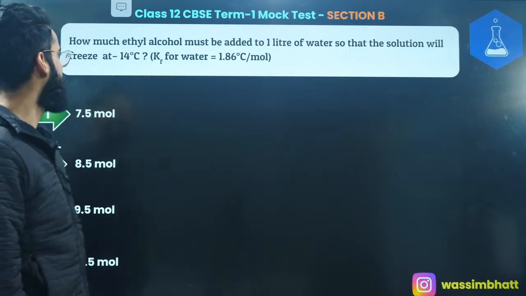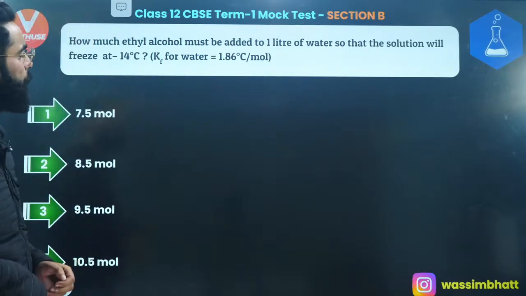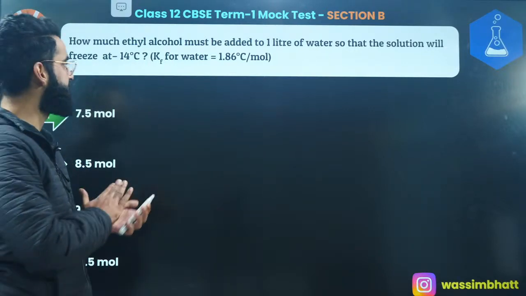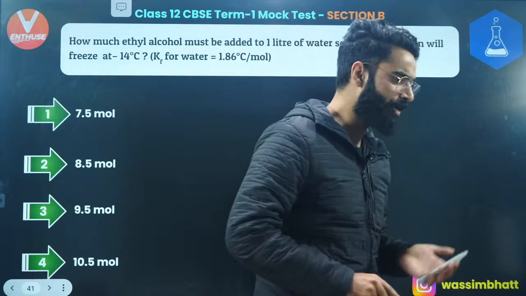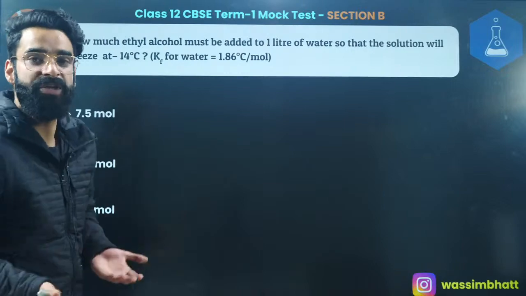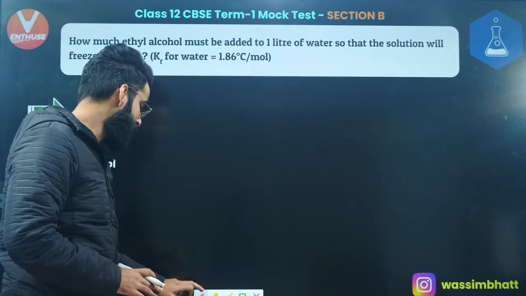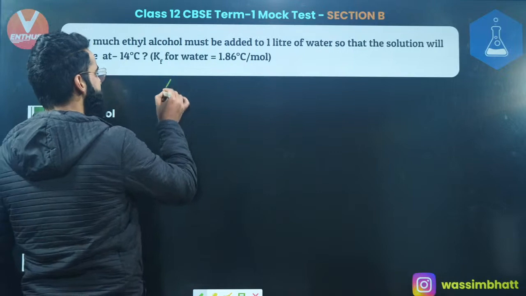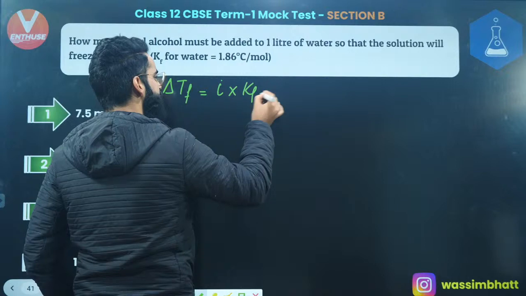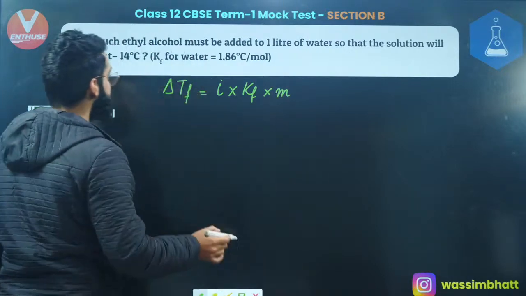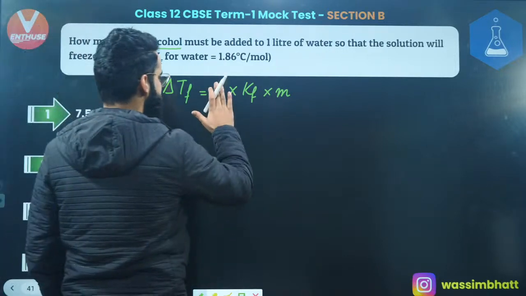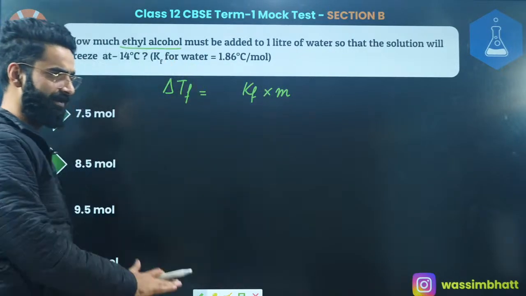Okay, section B. How much ethyl alcohol, C2H5OH, must be added to 1 liter of water so that the solution will freeze at minus 14 degrees centigrade? Kf is given to us. Can you try it out for me and let me know its answer? The question is based on the depression in freezing point, colligative properties, right? As you all must be knowing, delta Tf, depression in freezing point, is equal to i, which is the Van't Hoff factor, multiplied by Kf, multiplied by molality of the solution, right? Since you are talking about ethyl alcohol, which is a non-electrolyte, and for non-electrolytes, i value is 1. Right, that's something which you all must be knowing.